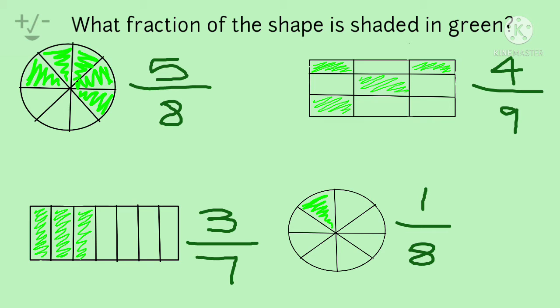The question on the top right has 9 total parts, and 4 of them are shaded in green. So the answer is 4/9. And the last question again has 8 parts, but only 1 is coloured in this time. So the answer is 1 over 8, or 1/8.